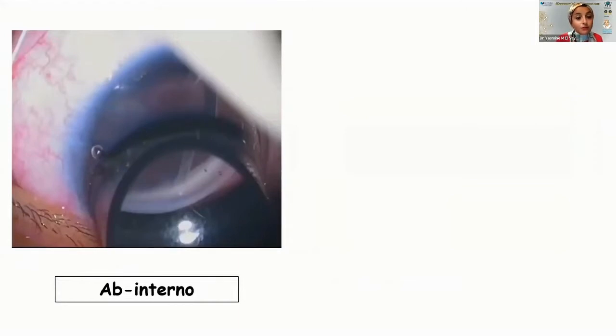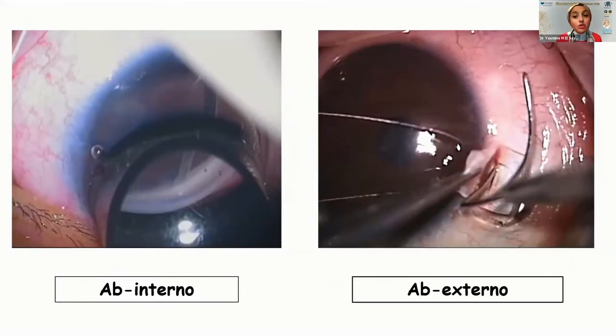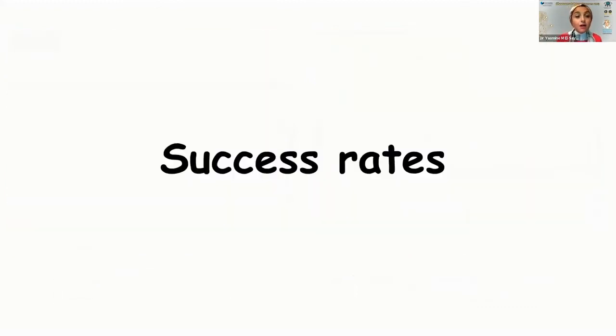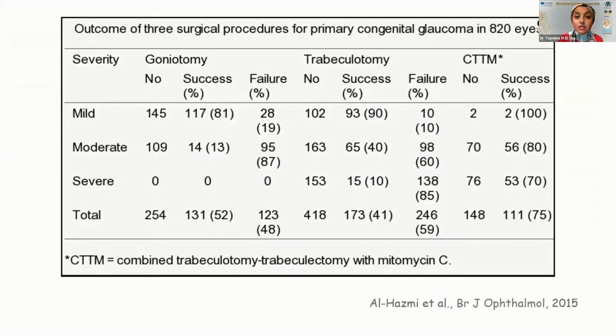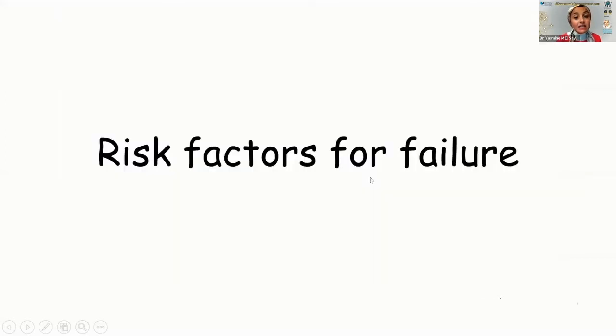If you have a clear view of the angle, you can do a goniotomy or a GATT procedure, or an ab-externo approach. Usually, if the angle visualization is not clear, you perform a trabeculotomy. The success rates are variable. As you can see here, I'm quoting this study by Al-Hazmi and co-workers from Saudi Arabia. As the glaucoma becomes more severe, the success rate is markedly reduced. So angle surgery works very well in mild to moderate glaucomas. In advanced disease, it's more likely to fail.